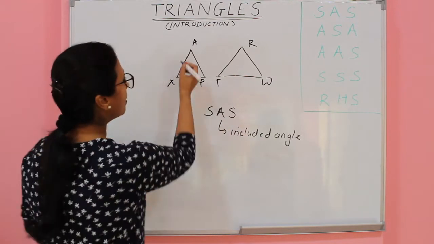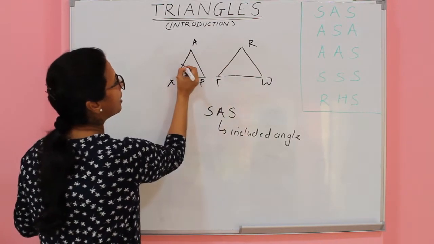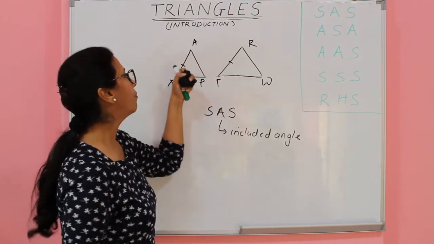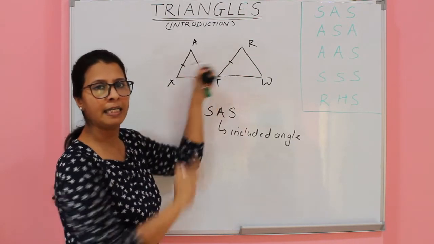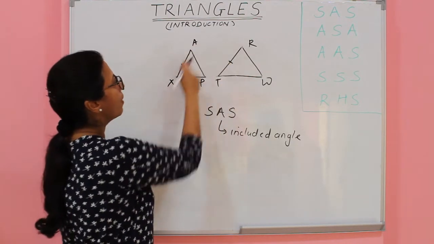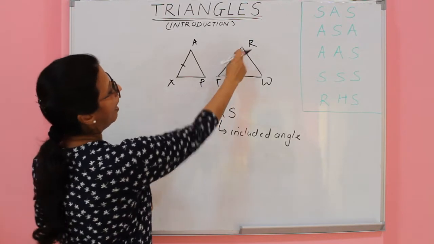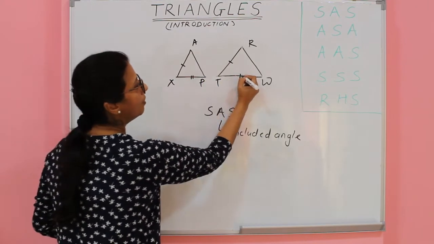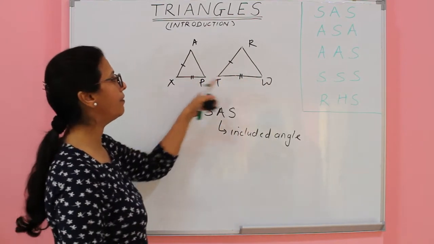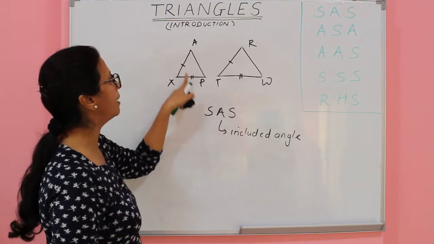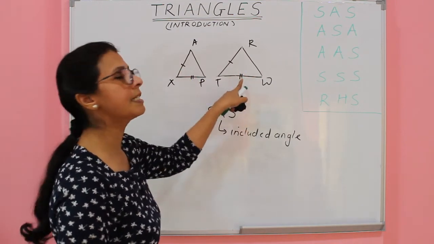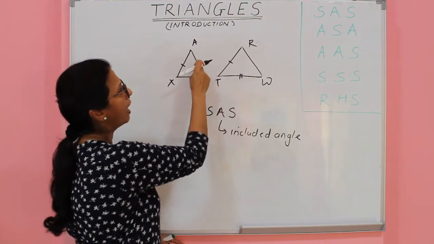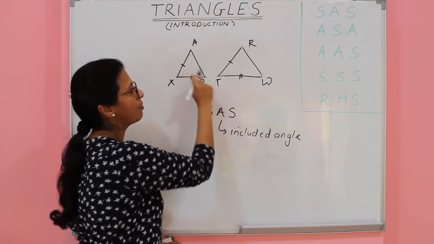What does it mean? Suppose AX is equal to RT. See the marking I am giving, the same markings on the two triangles. Whatever mark I have given here, over here the same mark indicates that this side is equal to this side. So AX is equal to RT, and suppose my XP is equal to TW. Now over here I have given a different sign. If I would have given the same sign, it would be that this is also equal to this. I have given a different sign signifying that my XP is equal to TW. I could have taken AP equal to RW also, any two sides.